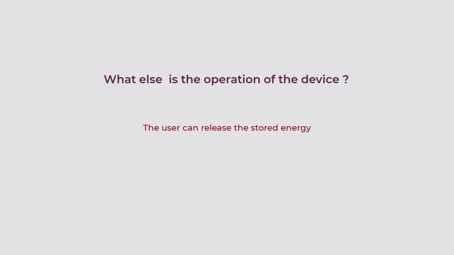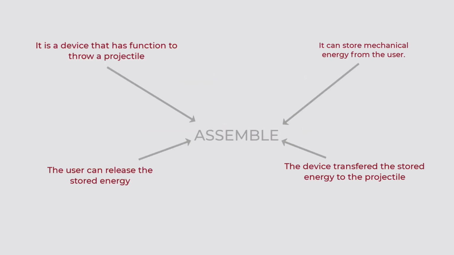For now, let's pause and focus on assembling all our answers into a cohesive flow within a single paragraph. After iteratively answering the questions, we collected 4 answers. First answer is, it is a device that has the function to throw a projectile. Second answer is, it can store mechanical energy from the user. Third answer is, the device transfers the stored energy to the projectile. Fourth answer is, the user can release the stored energy.